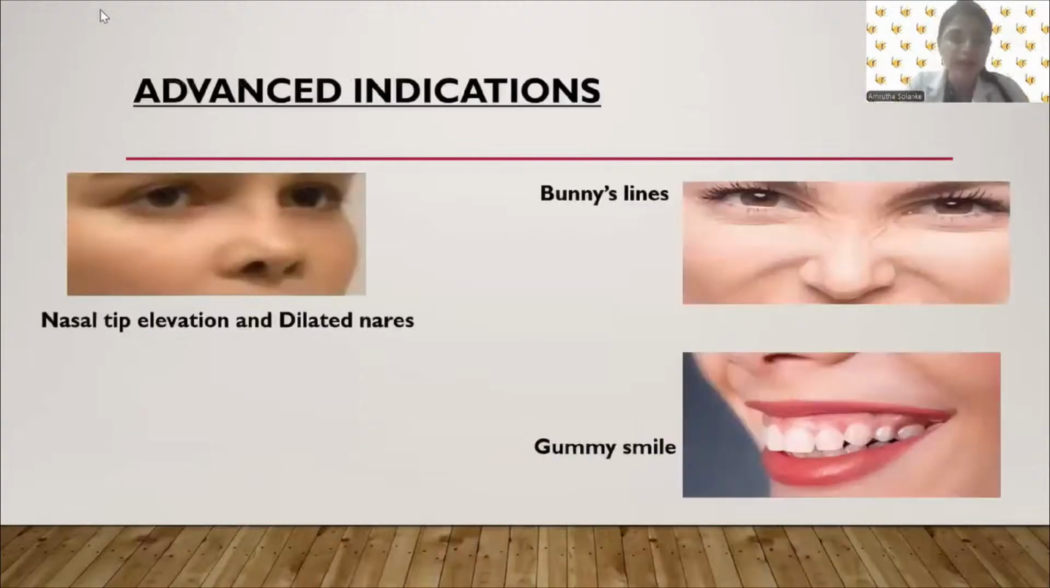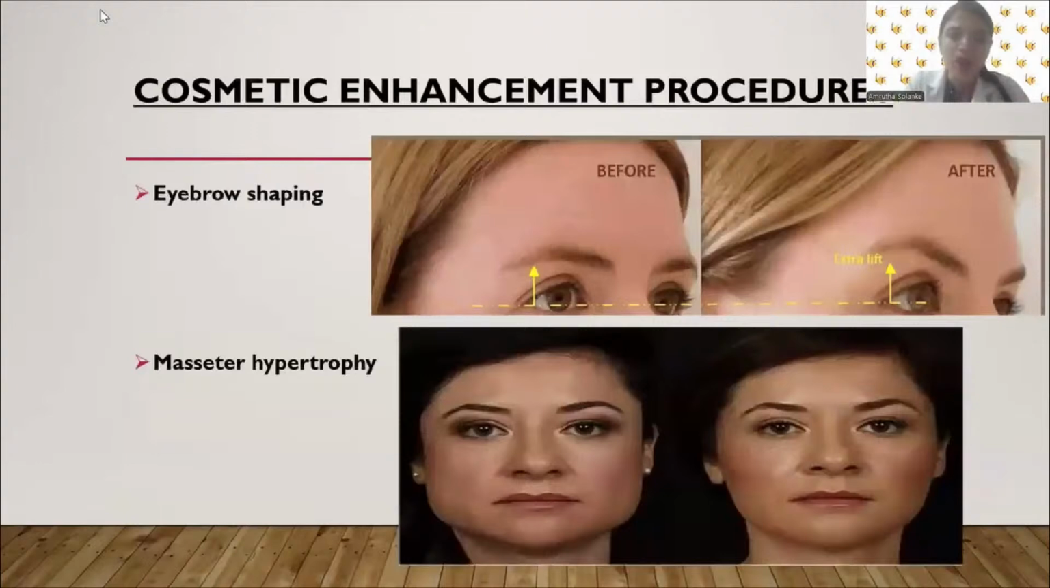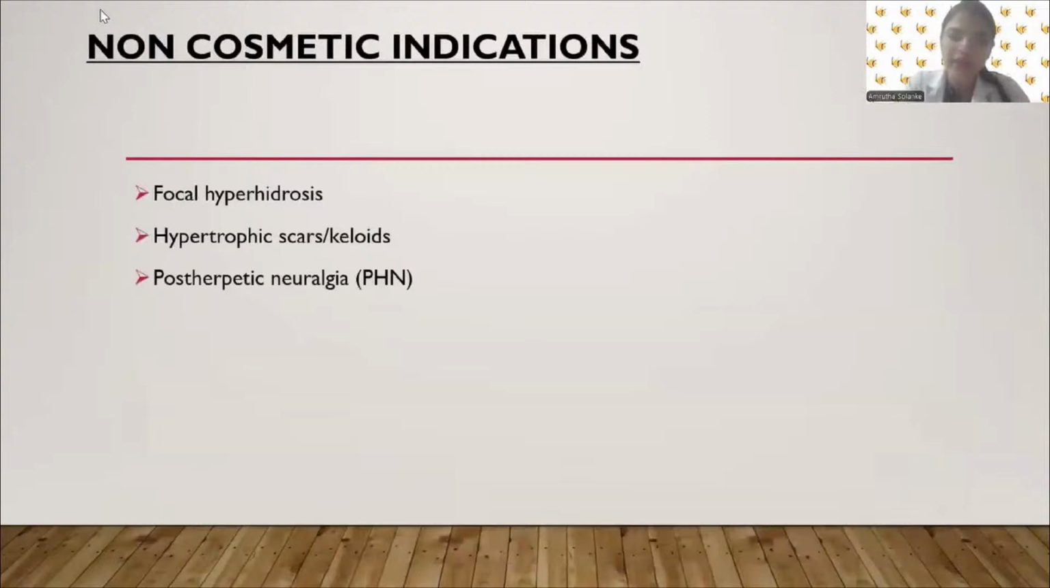Coming to the indications of botulinum toxin, the basic indications are forehead lines, glabellar or frown lines, and crow's feet. The advanced indications are bunny lines, nasal tip elevation and droopiness, and gummy smile. It is also used for perioral rhytids, labiomental crease and mentalis, and for platysma bands. Cosmetic enhancement procedures include eyebrow shaping and masseter hypertrophy. The non-cosmetic uses are focal hyperhidrosis, hypertrophic scars and keloids, and post-herpetic neuralgia.